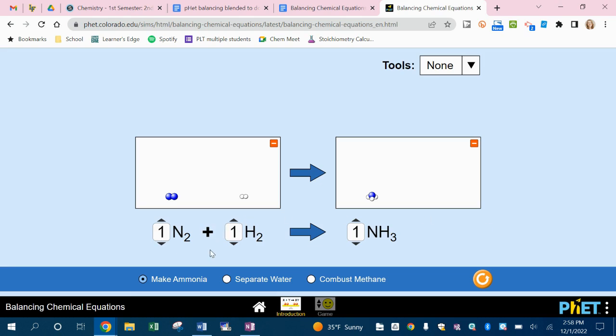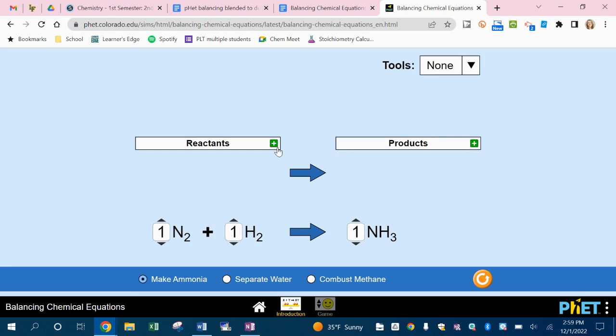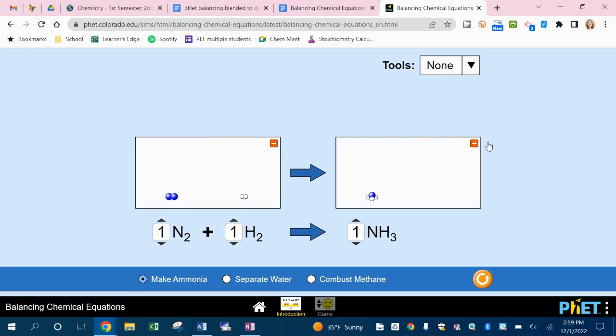You can see the first tool that helps you gives you a visualization of each of the substances. Here's N2. Each nitrogen atom is represented by a blue sphere, so N2 would have two of those together. Here's hydrogen, a white sphere. And whenever we make NH3 in our products over here, we have one nitrogen bonded to three of the hydrogens. If you feel like you don't need that tool, you can just hit the minus there and that'll disappear. But I do think it's a great visualization for you.